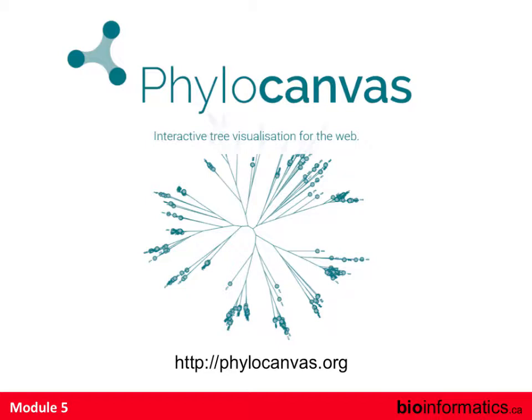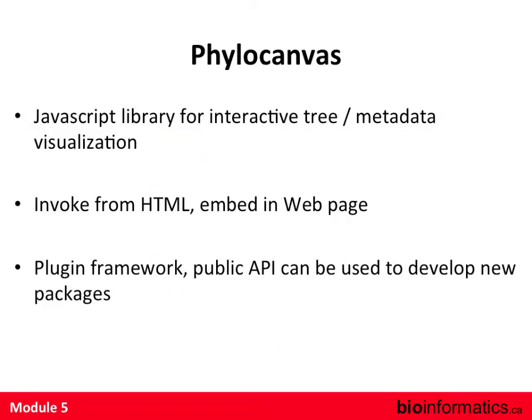You can draw trees right in your browser, and you can drag them, you can zoom, you can make things blue, whatever you like. And so you invoke it from HTML, embed it in a web page, and one of the great things is that it's got an API, right? So you can develop your own software that plugs into the basics and extends the functionality, right? Which is a very, very useful thing. That's how MicroReact sits on top of that.